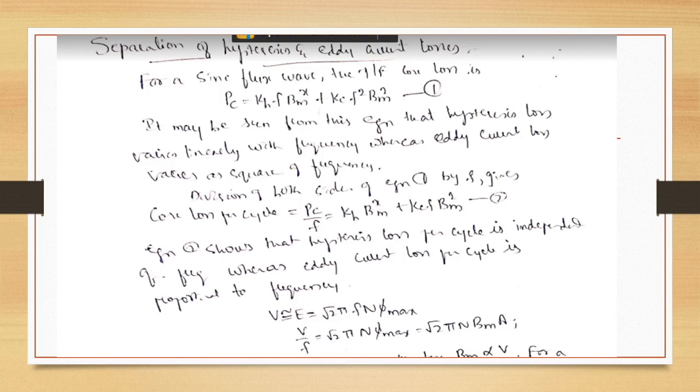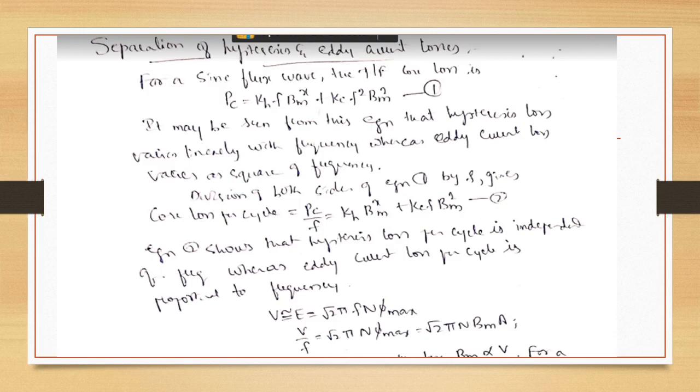So division of both sides of equation by f will give core loss per cycle, that is Pc by f, that is equal to Kh Bm power x plus Ke f Bm square. And now this equation 2 is showing that hysteresis loss per cycle is independent of frequency, whereas eddy current loss per cycle is proportional to frequency.